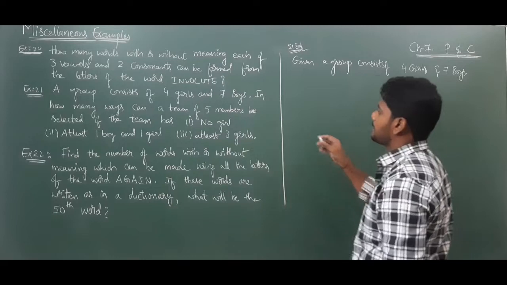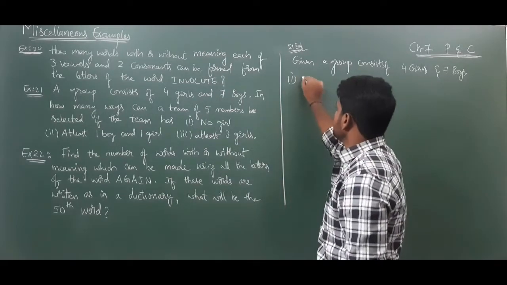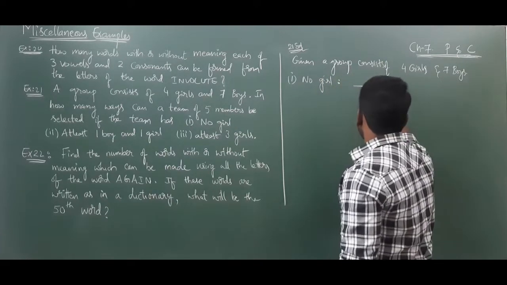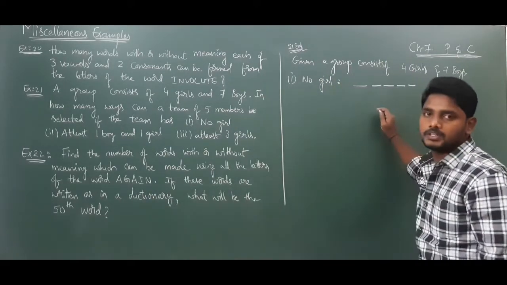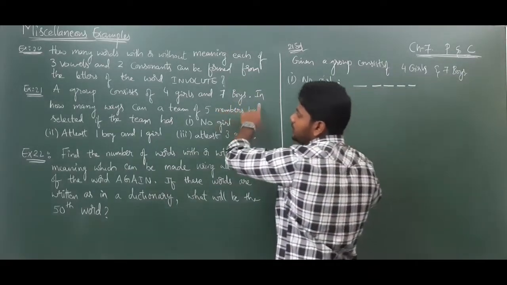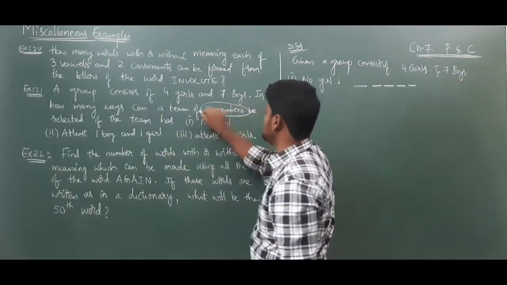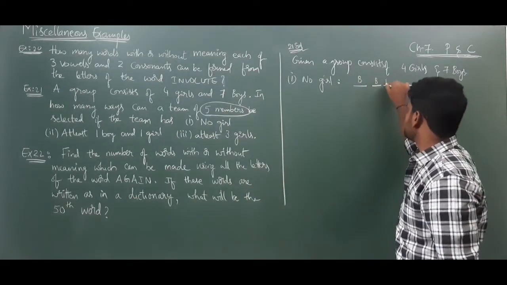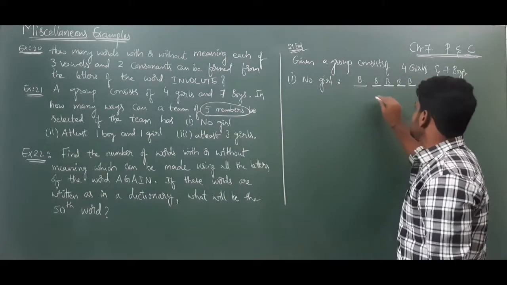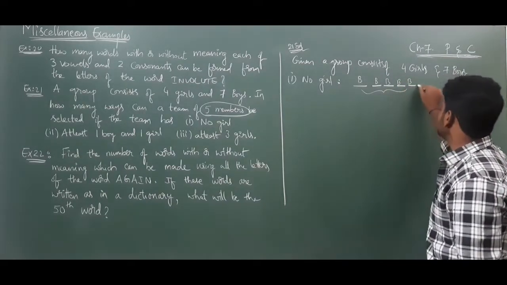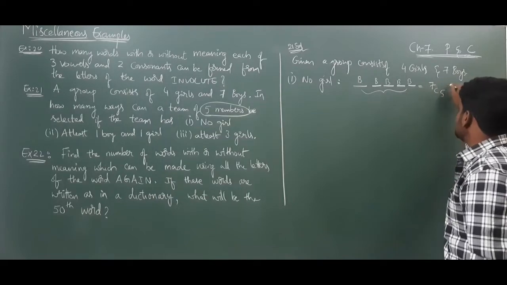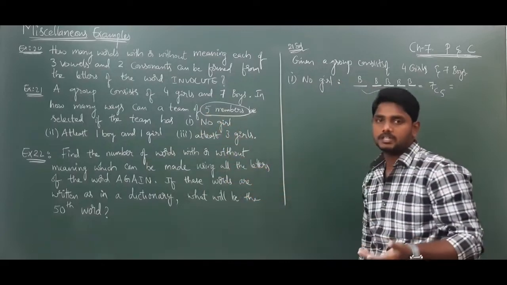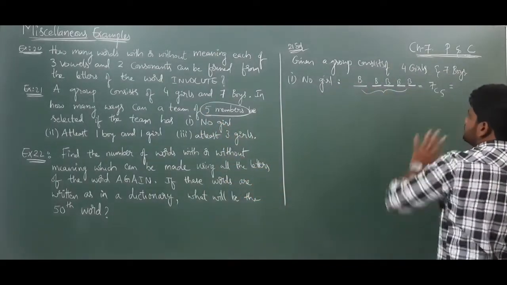See, first one is the no girl case. We need to select a 5 member team out of 4 girls and 7 boys. In that 5, girls should not be there. That means all should be boys. So we can select 5 boys from 7. So it will be 7C5 ways. Right, here it is only selection, selecting a team, no arrangement. So only this much, 7C5.